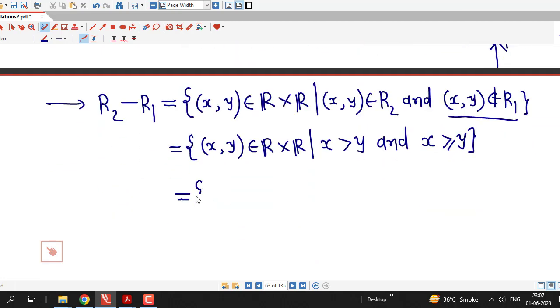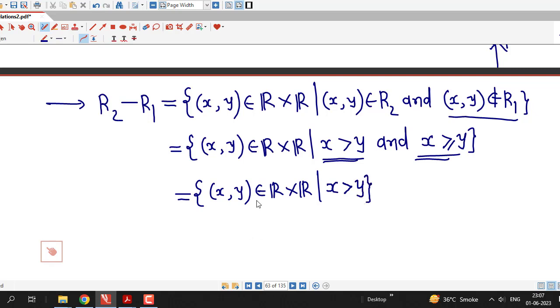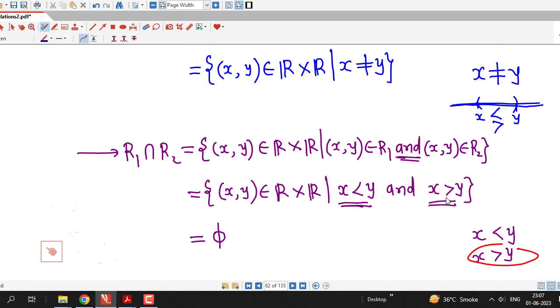So now I have to write down all those ordered pairs xy from R cross R for which these two conditions are satisfied. We can see that x greater than y and x greater than or equal to y are both satisfied if x is greater than y, and this is nothing but relation R2, which is the greater than relation.